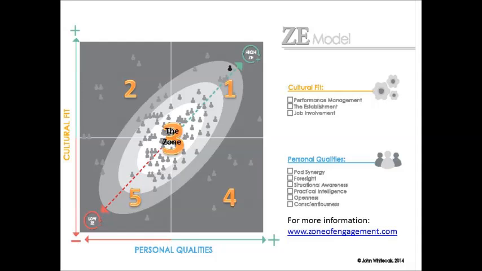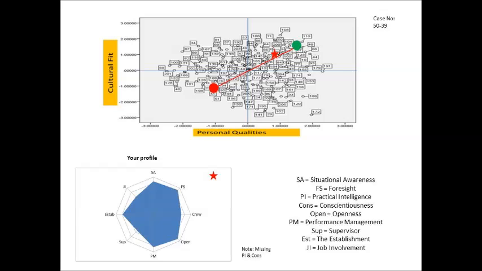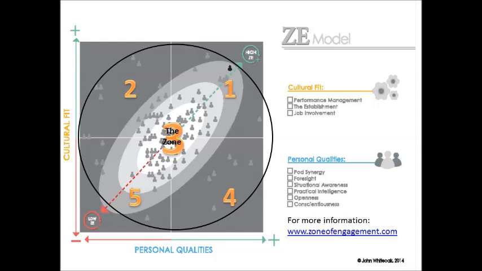Before I discuss the specific areas of the model, I would like to explain briefly how the model works. Looking at the model, you can see it has two main axes, one called cultural fit and the other called personal qualities. You can see it is possible to have a score ranging from high to low on both axes. On the right-hand side of the image are the dimensions that make up each axis. So depending on how you responded to the items in the questionnaire, you are positioned on the model. That is depicted with a red star in your personal feedback sheet.